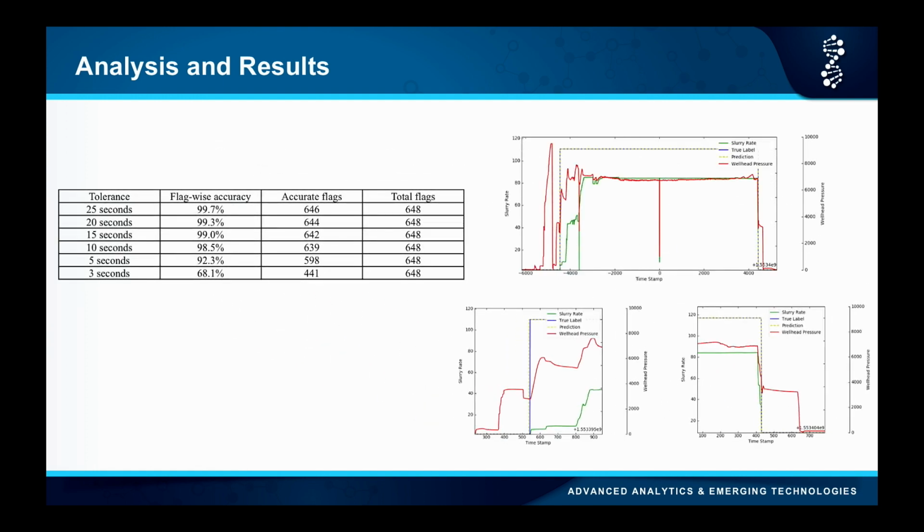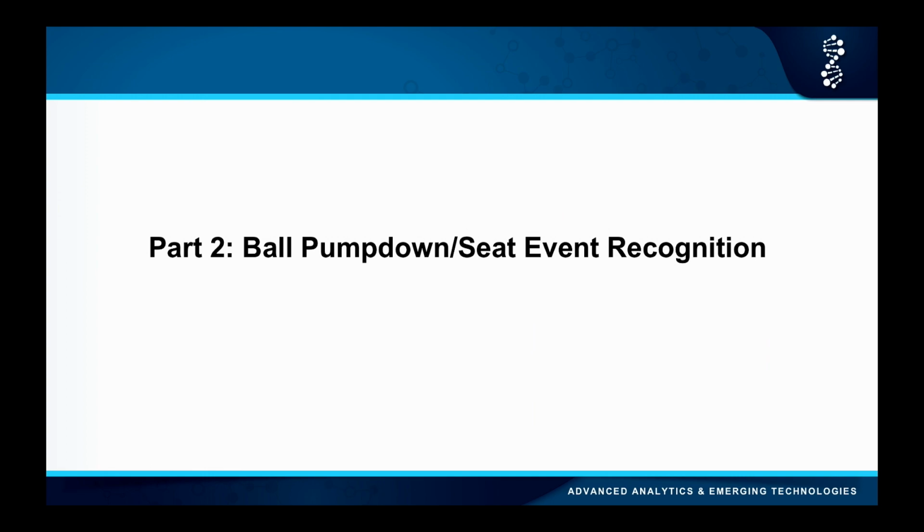And here are some numbers. We can see that when our tolerance window is larger than 10 seconds, we can get a flag-wise accuracy of around 99%. So this is the first model.